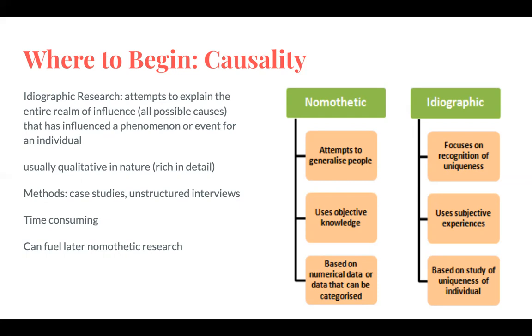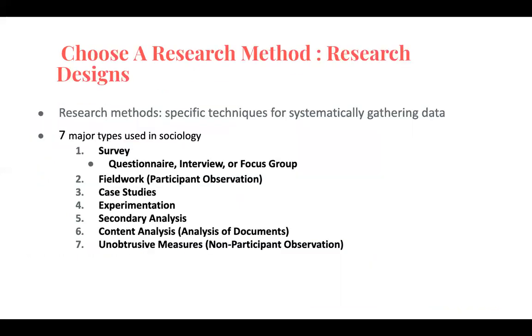And I give you a little graphic there that I think is helpful. Just remember that nomothetic research attempts to generalize to people. It attempts to establish causality. It's based on quantitative data, for the most part. While idiographic is focused on the subjective, unique experiences of usually a small number of people, so it's qualitative in form.